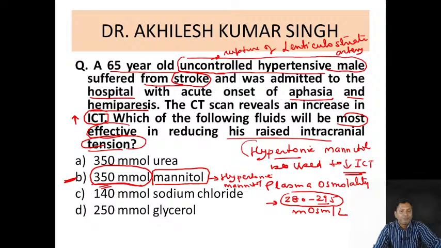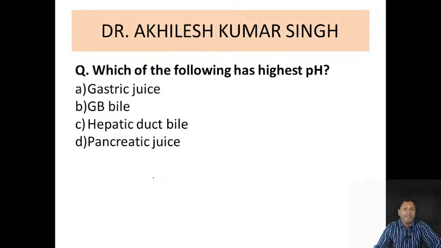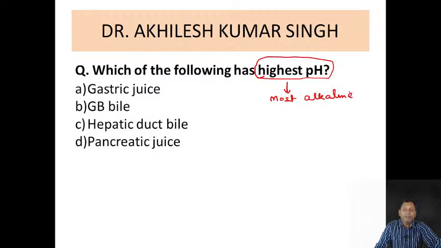So now let us look at another question here. This is one of the questions which has been asked many times in the MCA exam. If you know this, it is easy. Otherwise, if you do not have this concept, it can become very tough. Which of the following has the highest pH? What is the meaning of the highest pH? Most acidic or alkaline? Here it is most alkaline. Remember this. Highest pH, most alkaline.